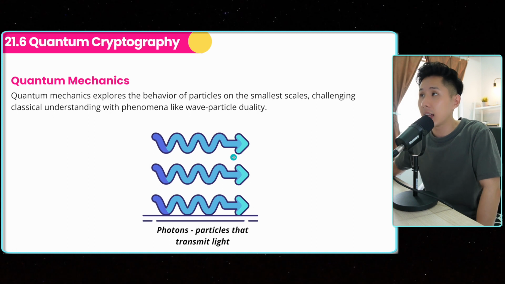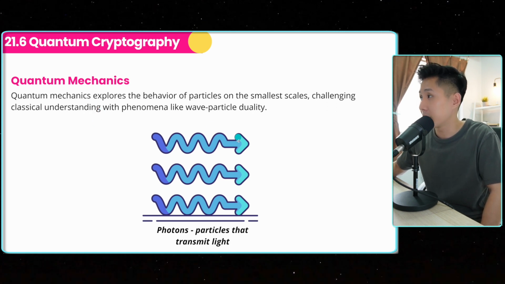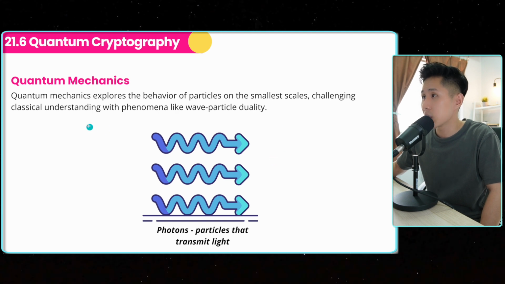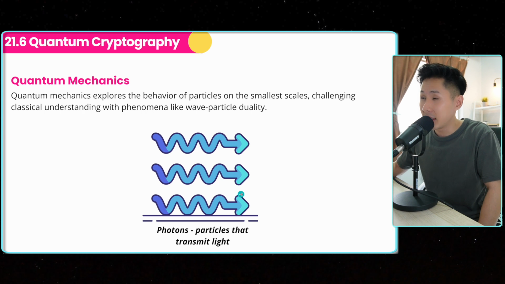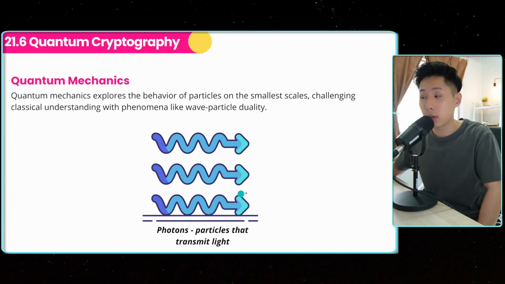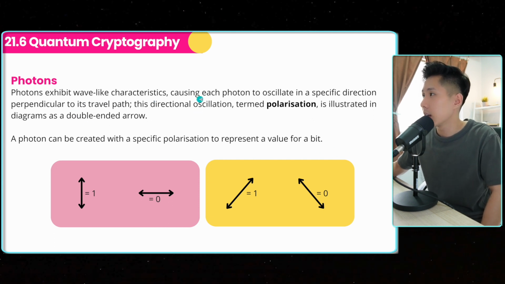Now let's look into the last subtopic for this chapter, which involves a little bit of physics, quantum mechanics. So this field of physics explores the behavior of particles on the smallest scales, challenging classical understanding with phenomena like wave-particle duality. So this is a photon, a particle that transmits light, and this field of cryptography uses photons. So let me explain. Photons exhibit wave-like characteristics, causing each photon to oscillate in a specific direction.